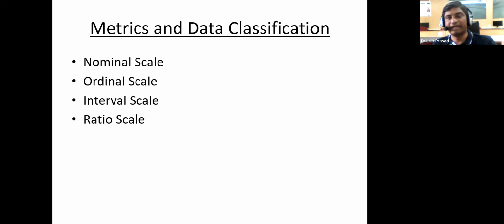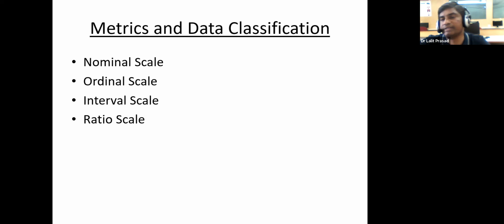Whenever you get quantitative data, the data will be classified into 4 categories. Whenever you get data in an Excel sheet, the data will be either in nominal, ordinal, interval, or ratio scale. That's why it is known as the data classification or primary level of measurement. Then you will be able to understand: if my data is in nominal scale, what I have to do; if my data is in ordinal scale, then what I have to do; if my data is in interval or ratio scale, what I have to do. What are the statistical tests required?